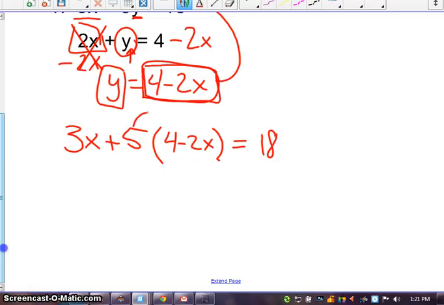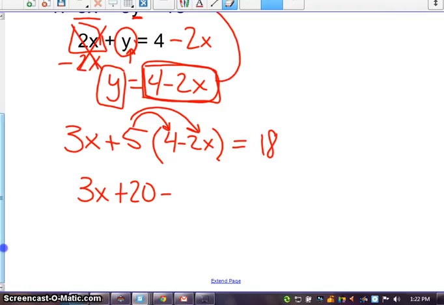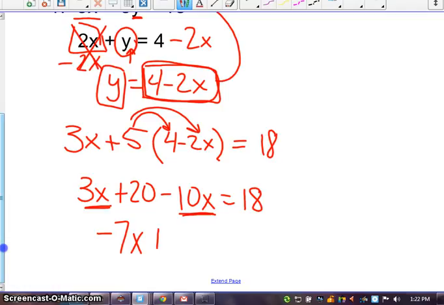So I'm going to take this 5, and I'm going to distribute it to the 4 and to the 2x. So I have 3x plus 20 minus 10x, because I forgot to multiply by 5, equals 18. Now I can combine my like terms. I have an x here and an x here, so it says 3x minus 10x. 3x minus 10x is negative 7x plus 20 is equal to 18.